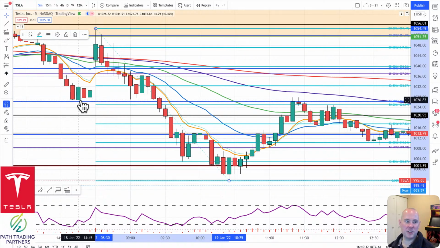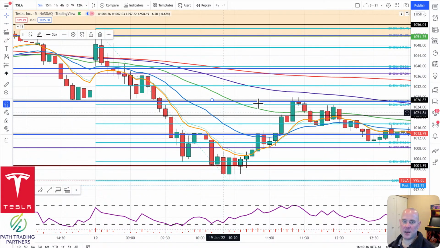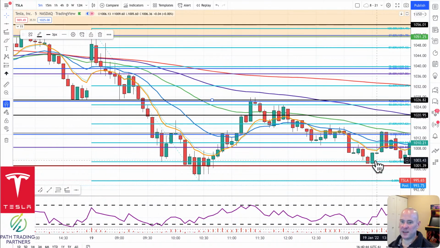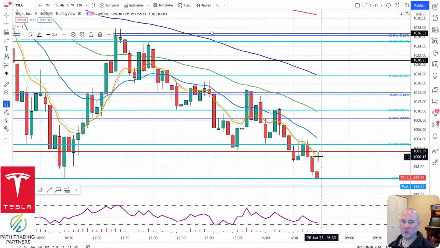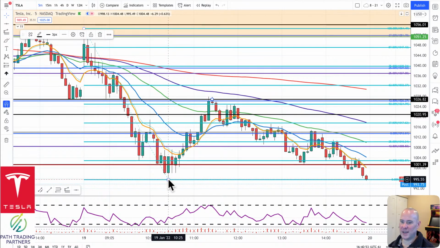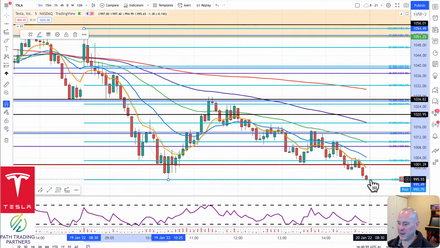But this was then this prior support area. Then I'll get to some comments. You see here prior support that was broken after the gap fill, becoming resistance, and then just a rollover play cascading down into the close. It could not sustain the bounce at the end of day above 1,000. We got back to 995 earlier, and then pretty much closed right there at the lows for the day.